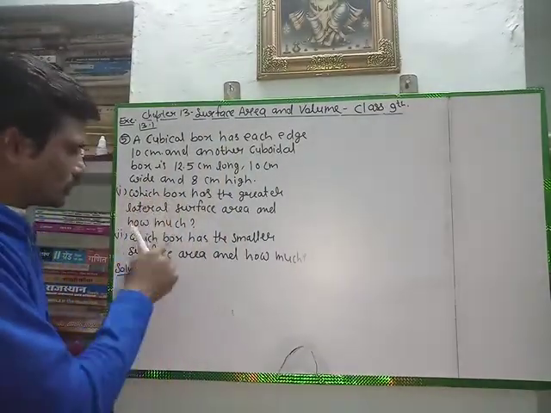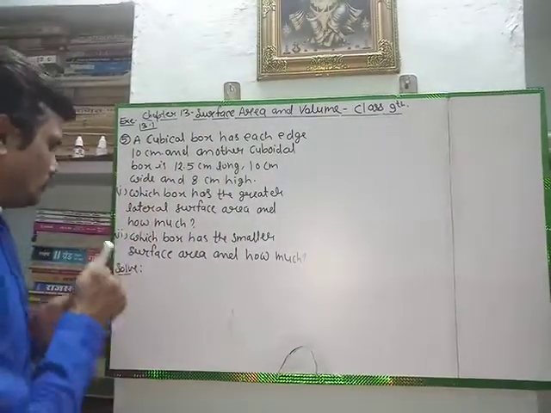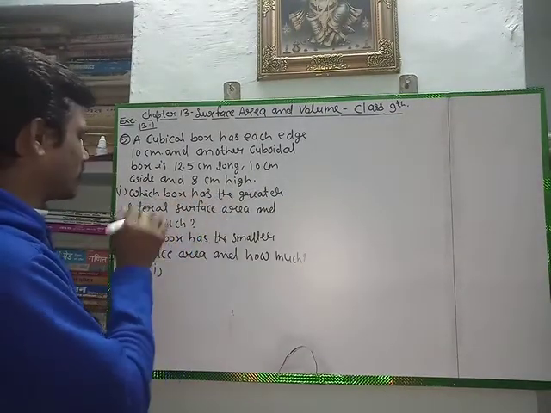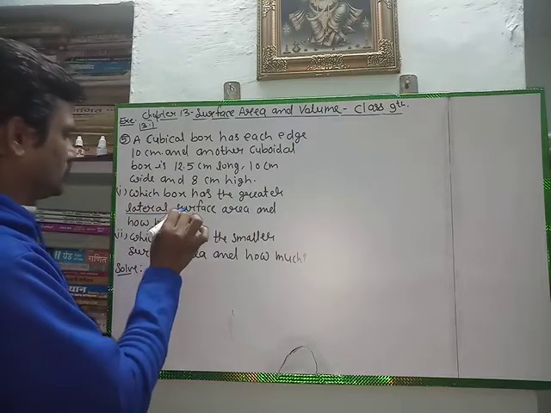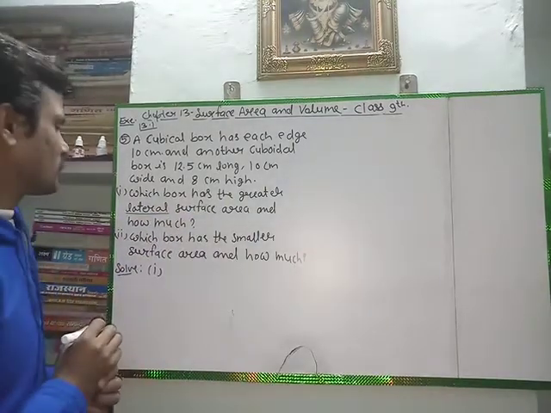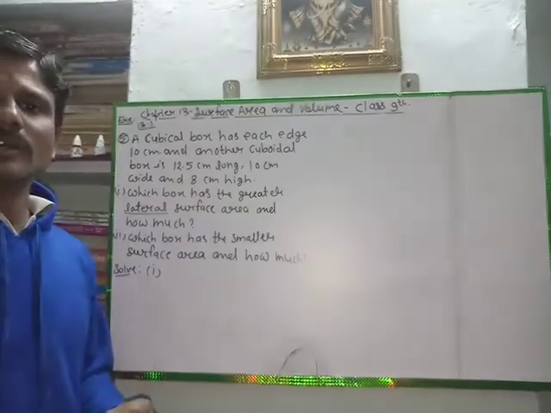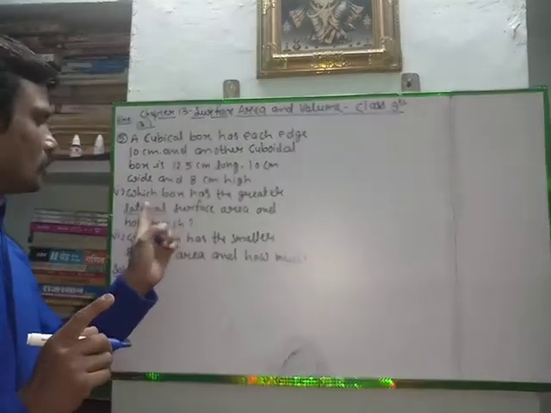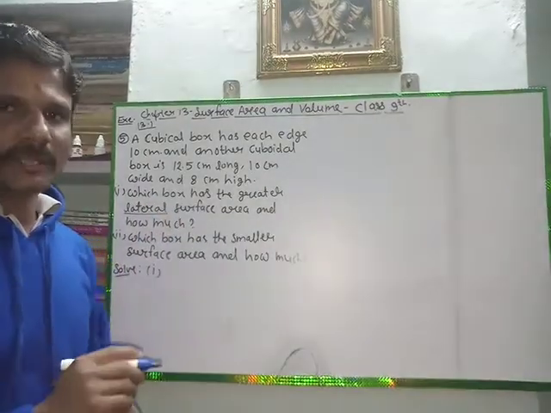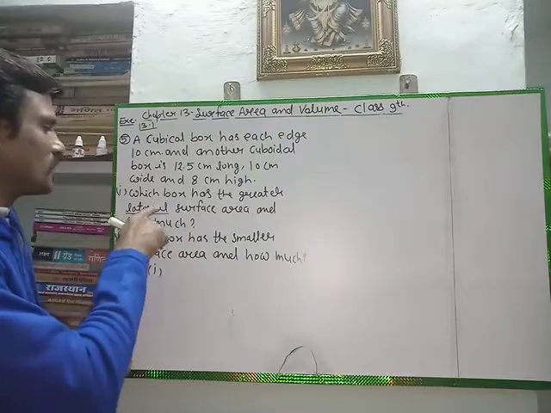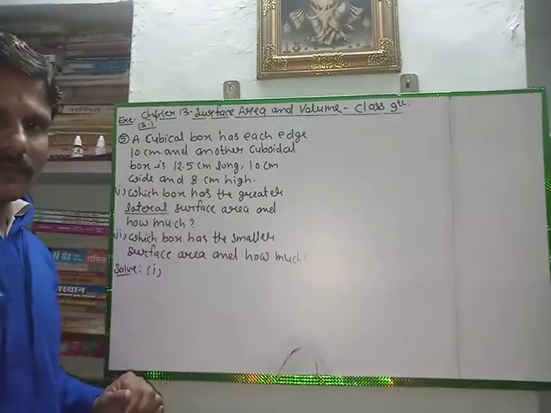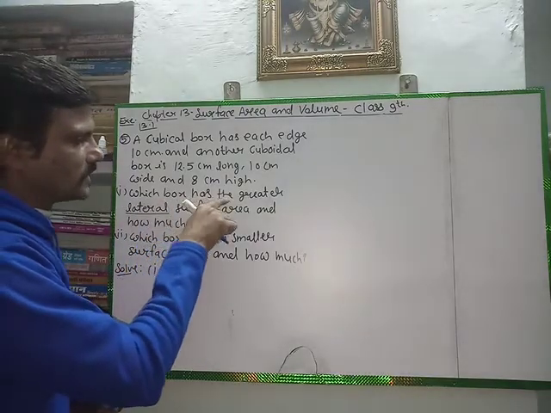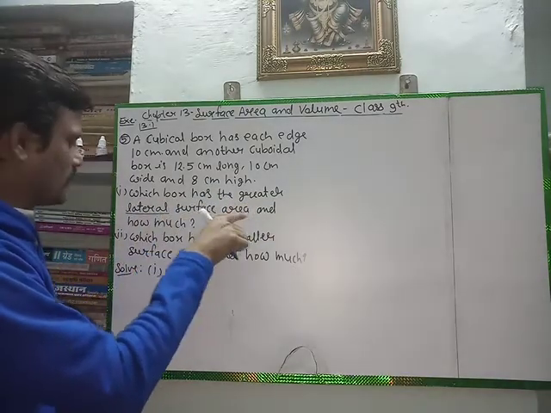Then we have to find out two things. ठीक है, first of all write down first: which box has the greater lateral surface area. Lateral surface area means the area of all surrounding walls only. ठीक है ना, we will not include the area of top and bottom in this area. So lateral surface area means the area of surrounding wall. ठीक है, so which box has the greater lateral surface area and how much.